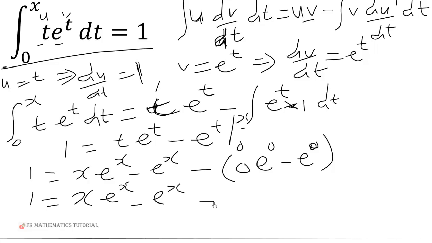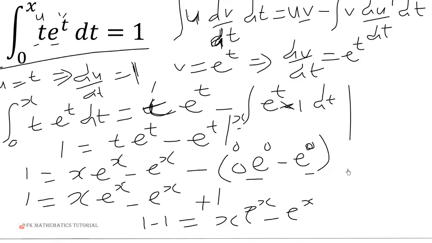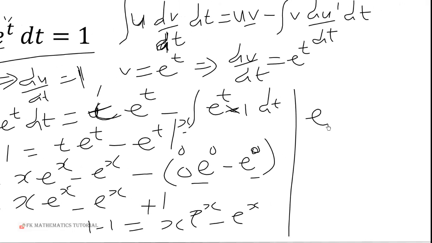Then we have minus, this will give us 0, this will give us 1. So negative 1 minus 1 will give you positive 1. Good. So we have 1 minus 1 is equal to x e to the x minus e to the x. So we can factor e to the x out here. Then we have x minus 1 equals 0.